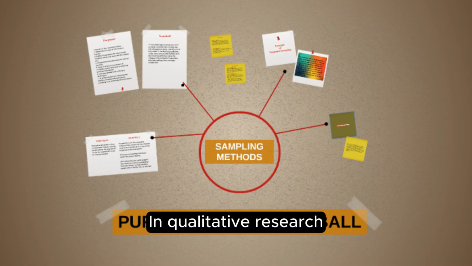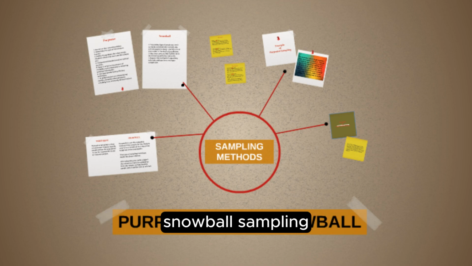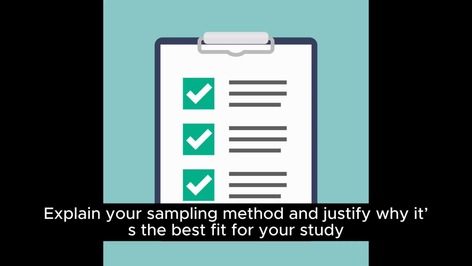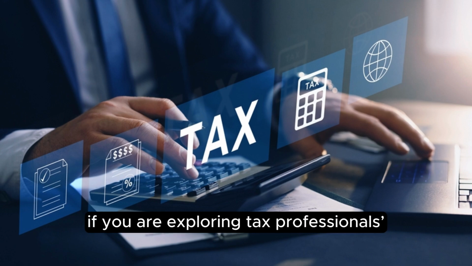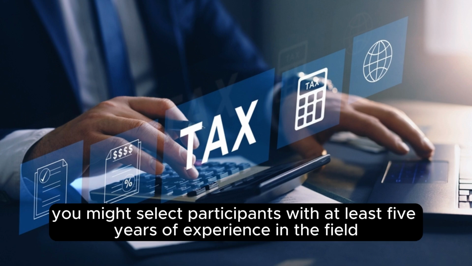Sampling strategy. In qualitative research, you may use purposive sampling, snowball sampling, or convenience sampling. Explain your sampling method and justify why it's the best fit for your study. For example, if you are exploring tax professionals' perspectives on blockchain in financial reporting, you might select participants with at least 5 years of experience in the field.